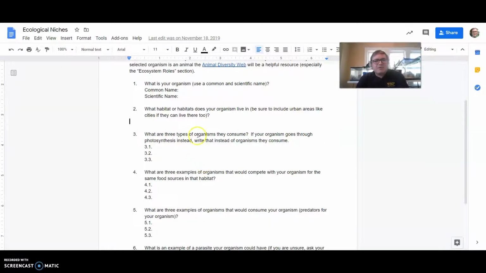Here it says, what are 3 types of organisms they consume? If your organism goes through photosynthesis instead, write that instead of the organisms they consume. So again, not very many organisms go through photosynthesis, but if you have chosen one that does that instead, go ahead and just write that instead of writing 3 responses. But if your organism consumes other organisms to get energy, you should be able to come up with 3 examples of what they consume in order to survive.